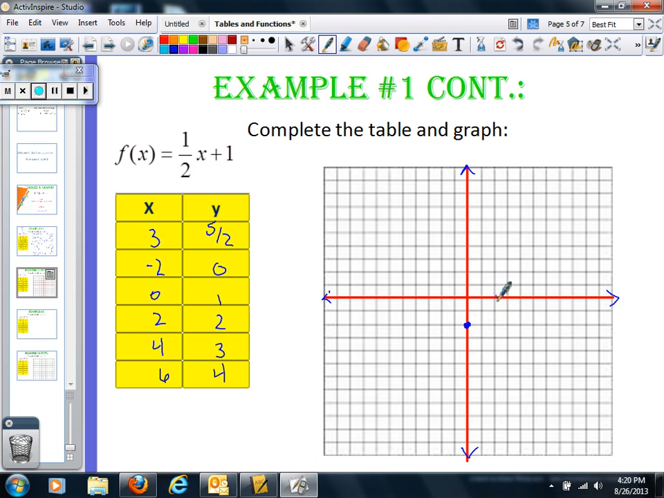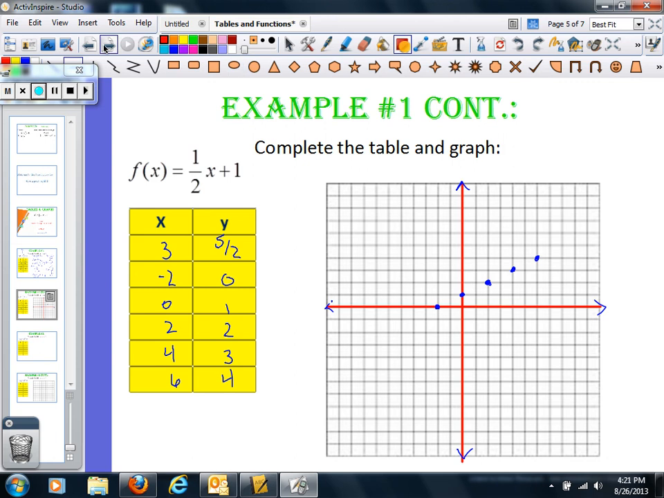And then you have 2 and 2 right here. And you have 4 and 3 right here. Oh, and I actually made a mistake. This was not 0. It was -2 and 0, which is right here. And this was 0 and 1. And then you had 4 and 3, and then you had 6 and 4, which is right here.